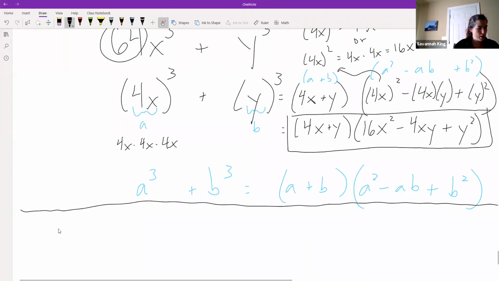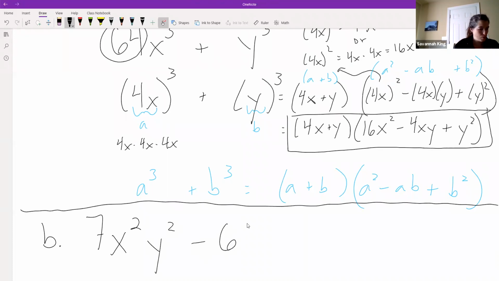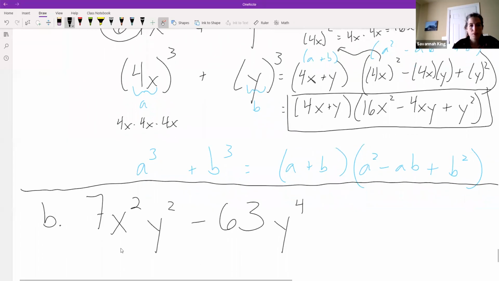Okay, part B. I was kind of looking to see if they threw one that was similar. Part B is definitely not super similar to what we just did in part A though.